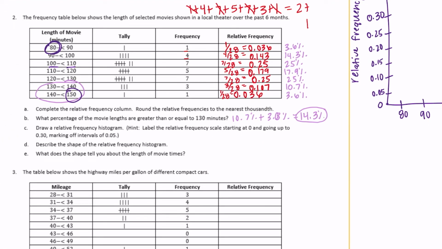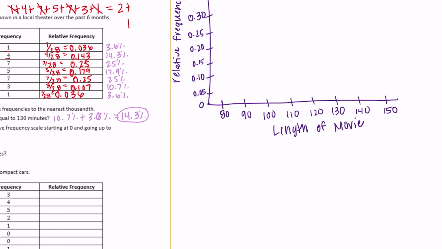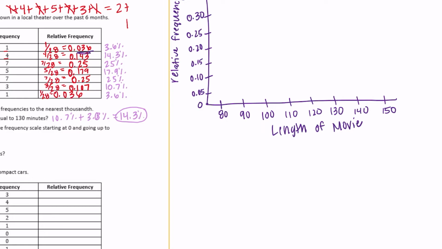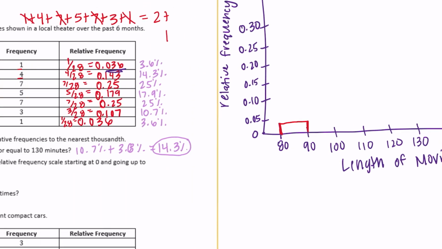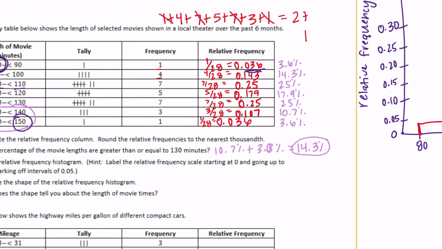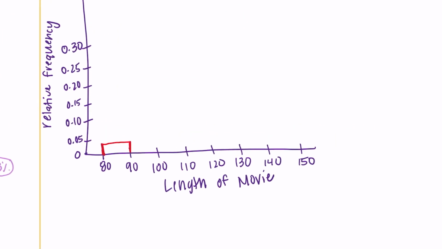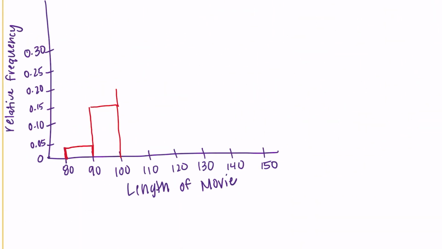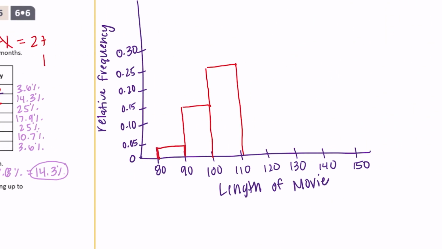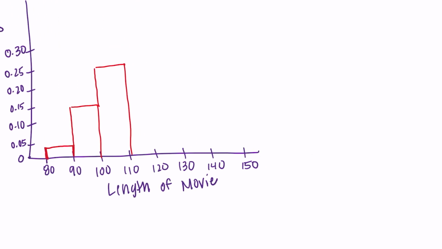Okay, so from 80 to less than 90 was relative frequency of 0.36. So a little bit, let me use a different color. So not quite to 5 hundredths. So right there. From 90 to 100, the next one is 143 thousandths, so right before 15. 100 to 110 is 25 hundredths. 110 to 120 is 17 and 9/10, so kind of in the middle of 15 and 20.